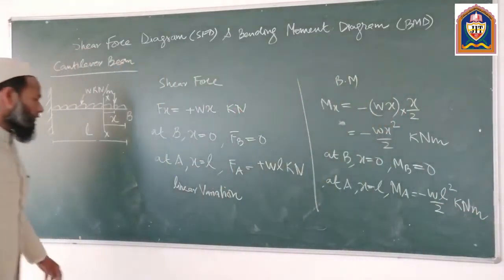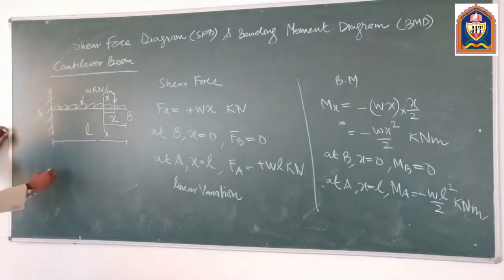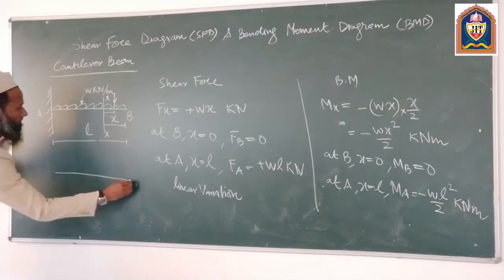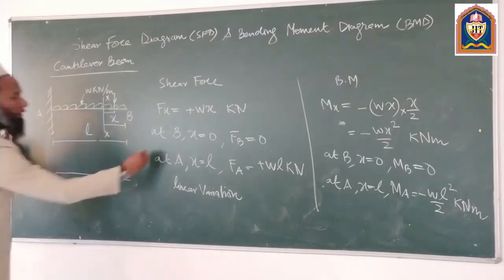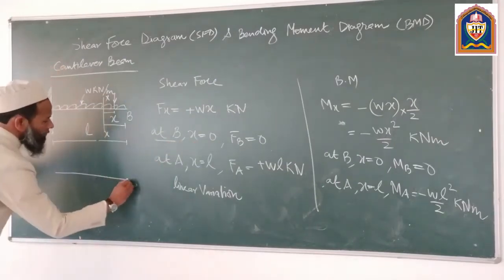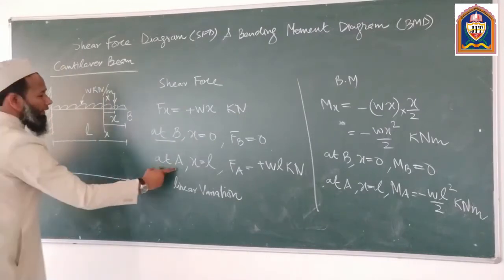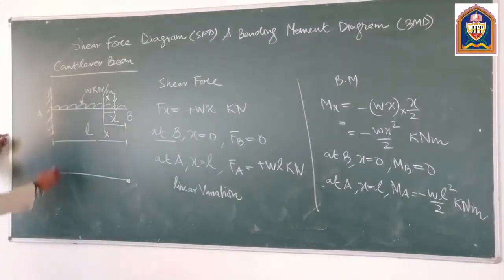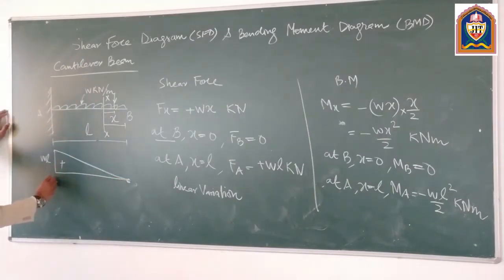So now we will draw the SFD and BMD. At B it is 0. At A it is W into L, and the variation is linear variation. This point is A. So this is the shear force diagram.